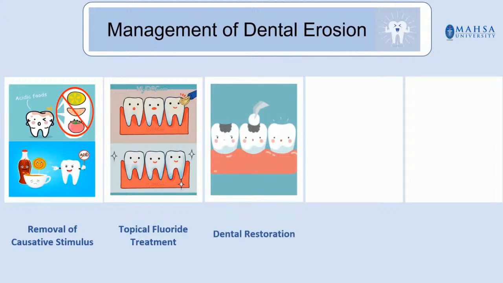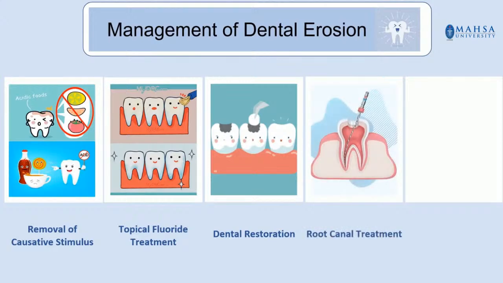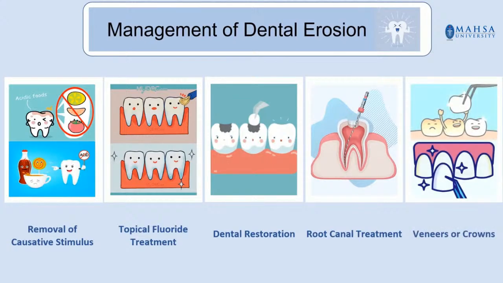dentin. In severe cases, root canal treatment is needed when the erosion has extended too much towards the pulp cavity and dental restoration cannot be done. Finally, the crowns and veneers. It helps to protect the dentin and enamel from the acids and also for the aesthetic purpose.